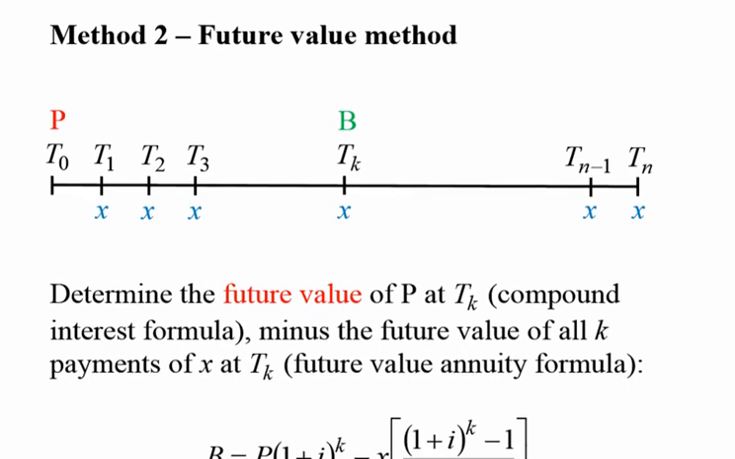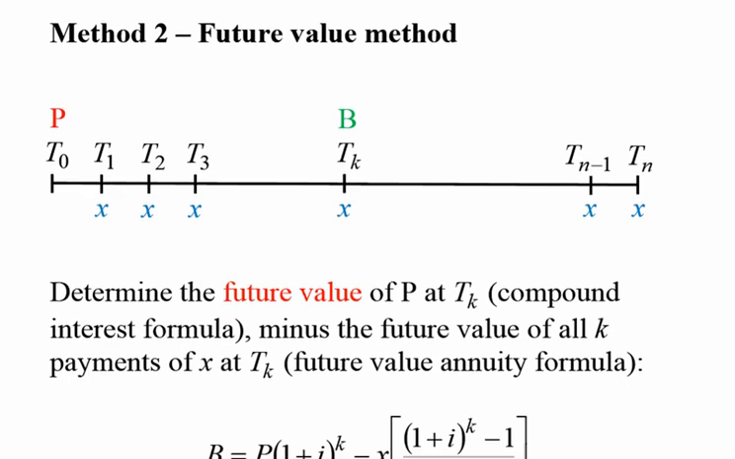Let's have a look at another method, and that's the future value method. Now in this method, you determine the future value of your P. In other words, you grow your loan forward for K months, 50 months or however many months or time periods you're dealing with. So you grow that loan forward. And that's just the compound interest formula, because you want to see how much that loan is going to be with all its interest at that point.